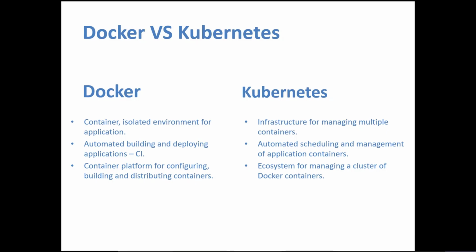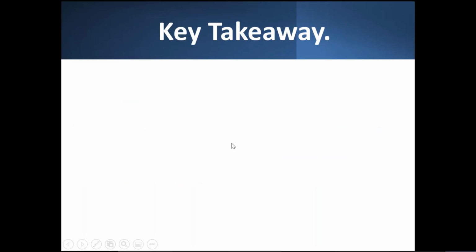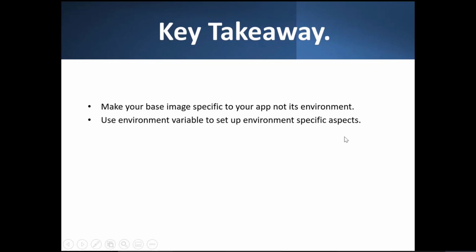For example, when we think of Docker, we have to think of standalone, right? Even though there's Swarm, when it comes to enterprise management, Kubernetes would be your best choice. And then the key takeaway is that when you're building your image, make it specific to your application, not to its environment. So that means only put what your application requires, what I mean by dependencies. So again, use environment variables to set up your environment-specific aspects.